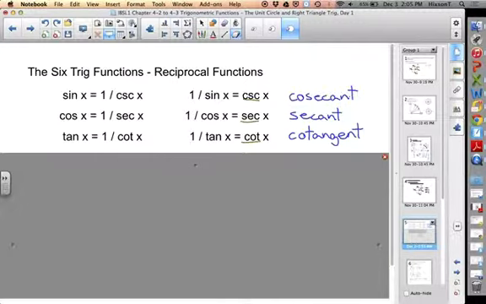Then we have tangent and cotangent. They're also reciprocals of each other. Now, especially if you studied this in other countries, you may have learned tangent as TG. A couple people in another period had learned it as TG or CTG for cotangent.